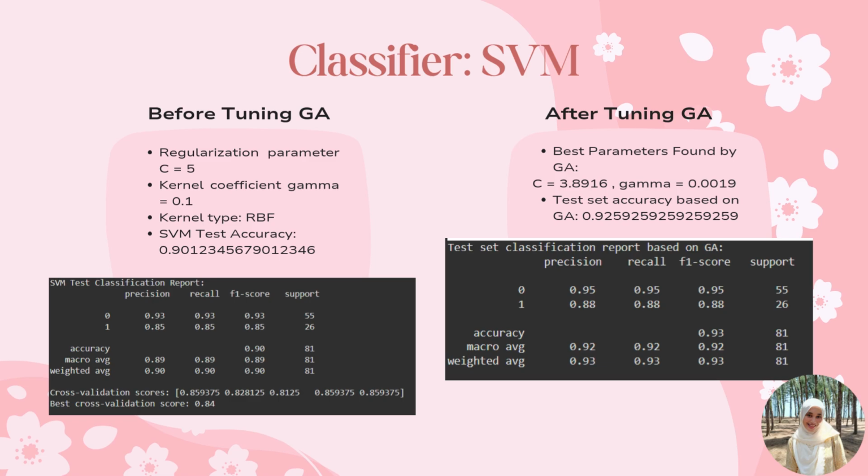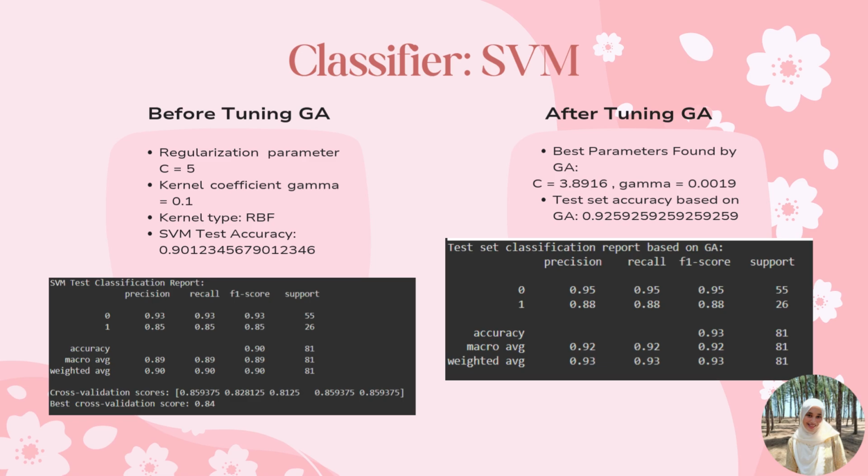And here you can see that before tuning with the genetic algorithm, we choose the parameter, that is C equal to 5. C equal to 5 is the regularization parameter. The next one is we use the kernel coefficient gamma. Coefficient gamma is to decrease the value for a broader decision boundary. And for the kernel type, I use the RBF because it is for nonlinear data.